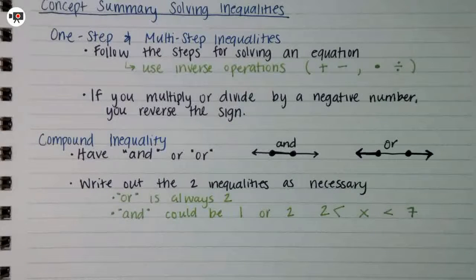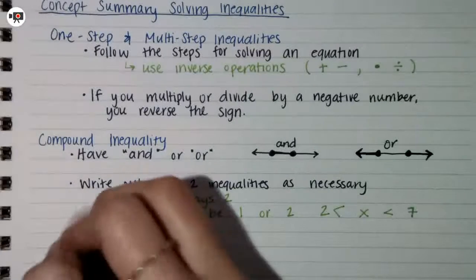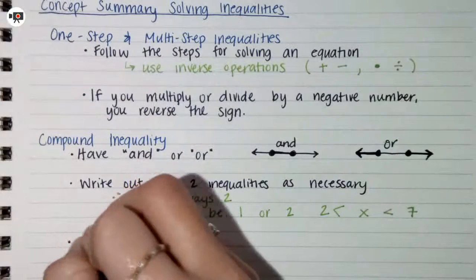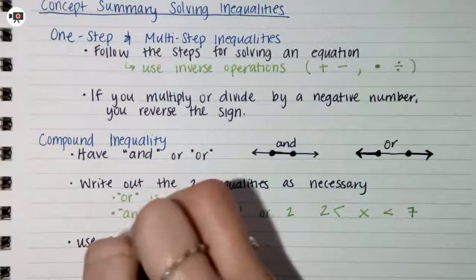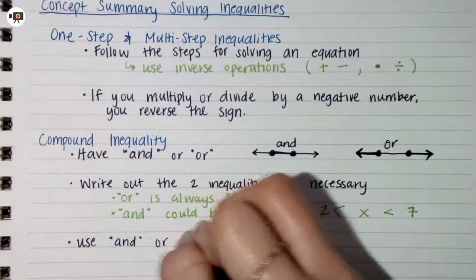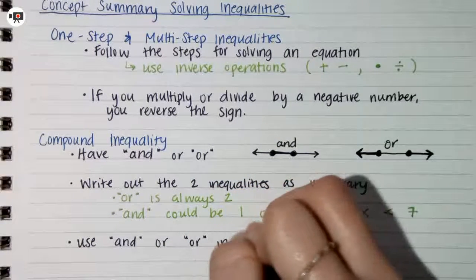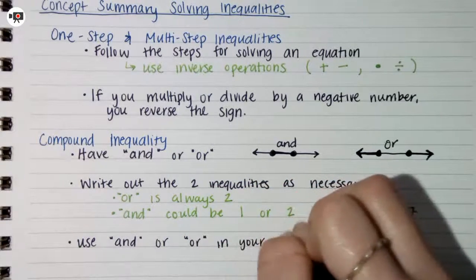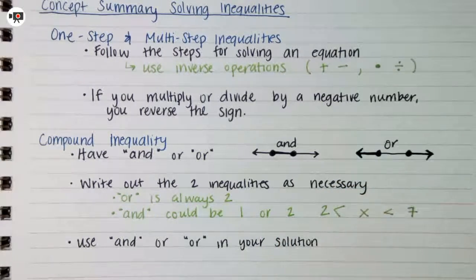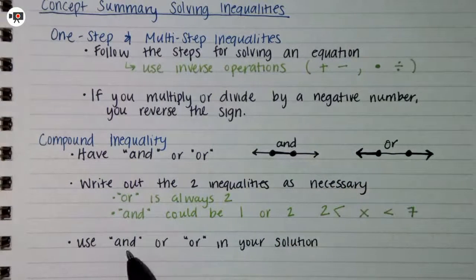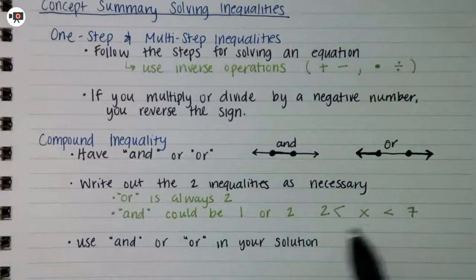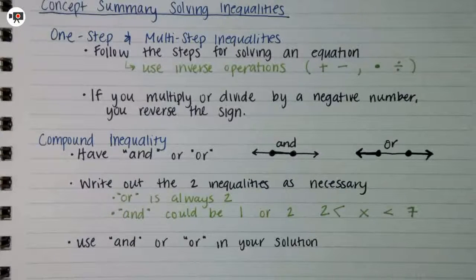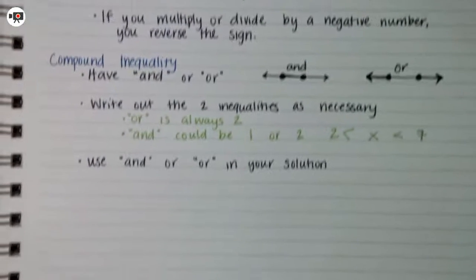Then, when you write out your solution, make sure you use the words and or or. If you have it as 2, you need to have the words. If you have it just as 1, you don't necessarily have to write and.